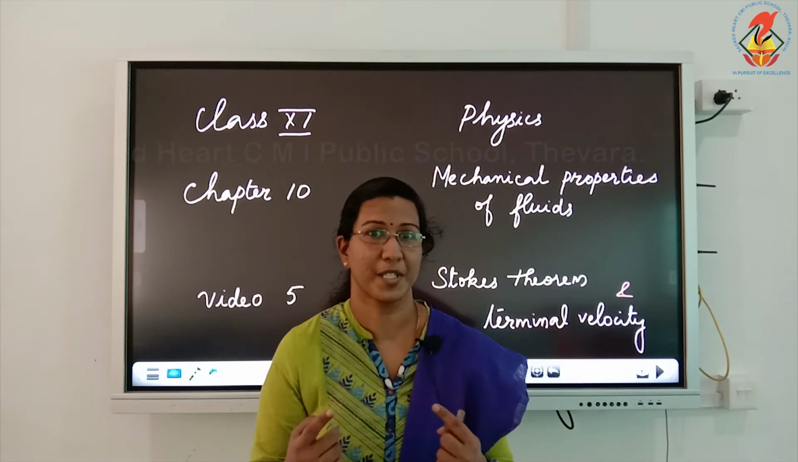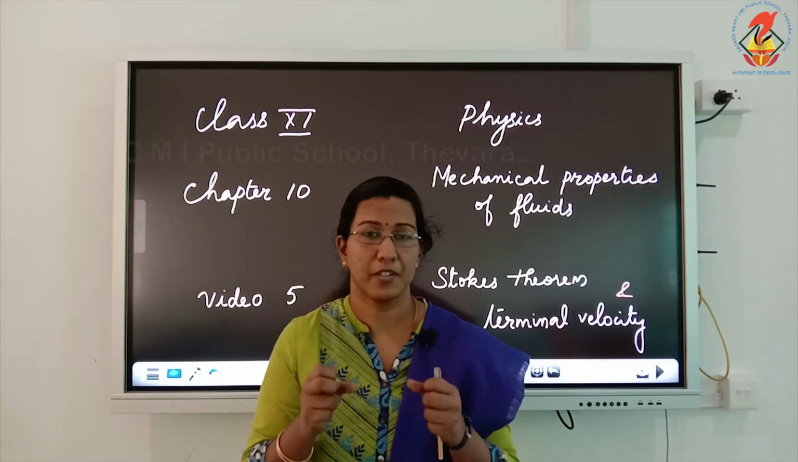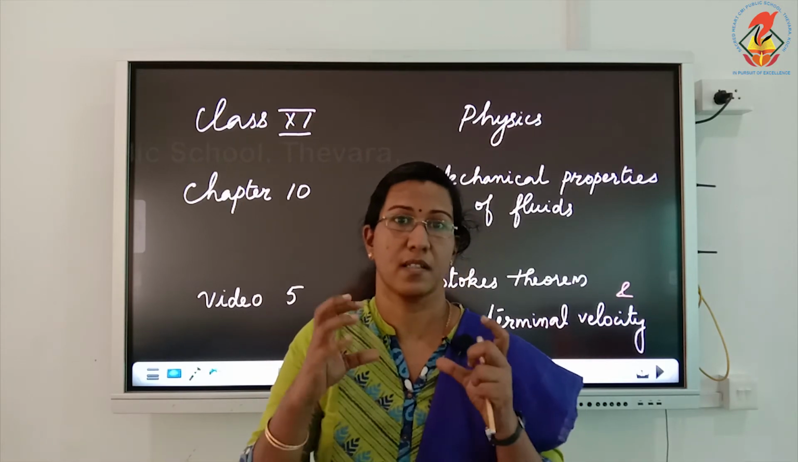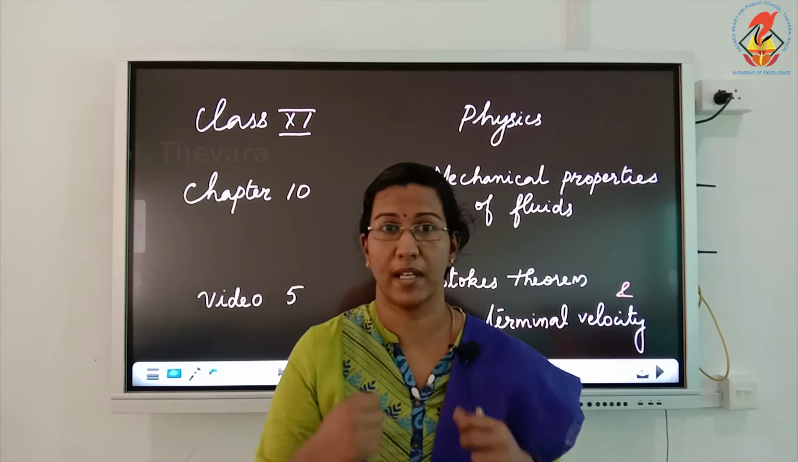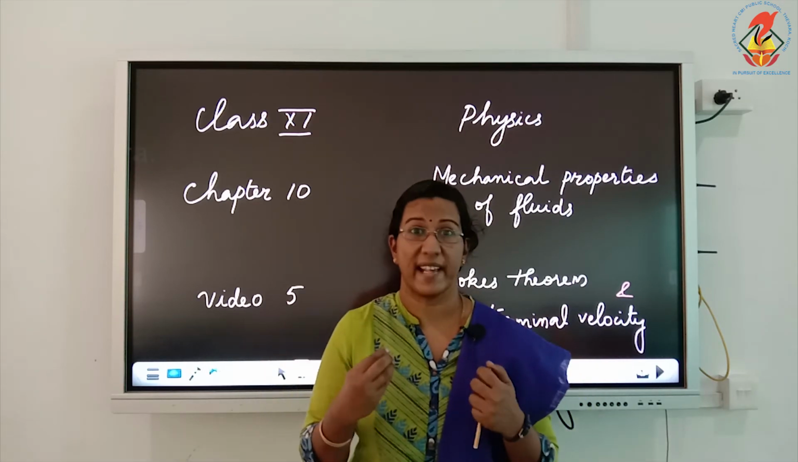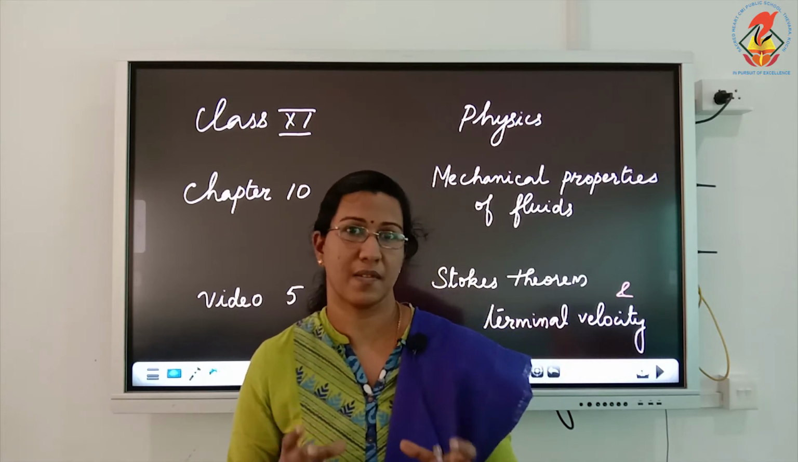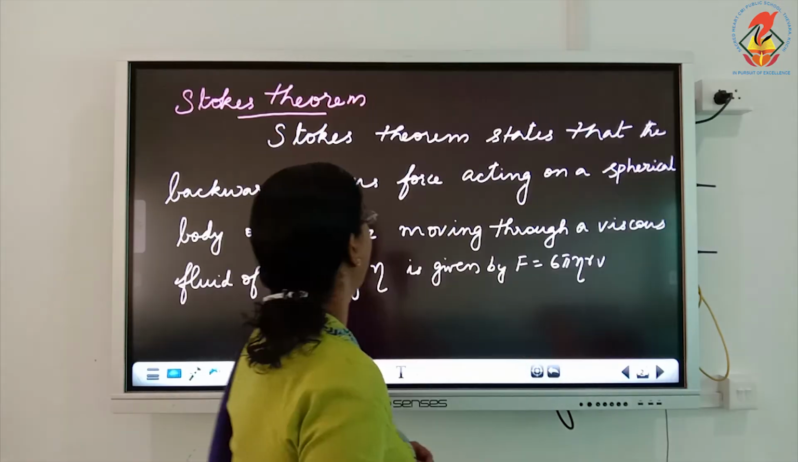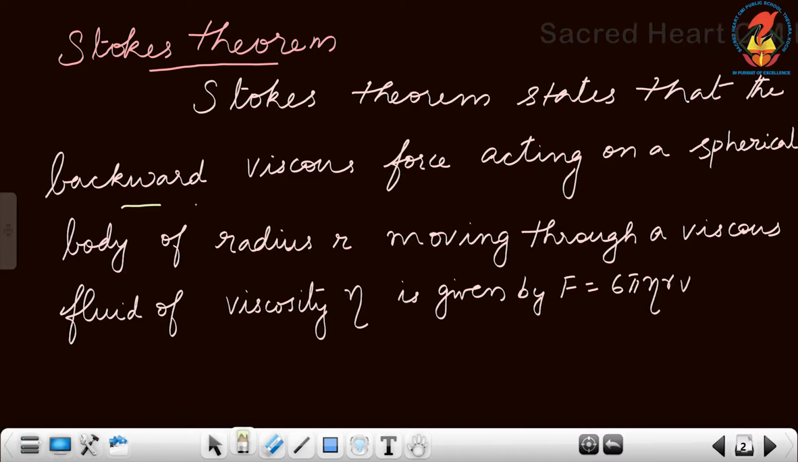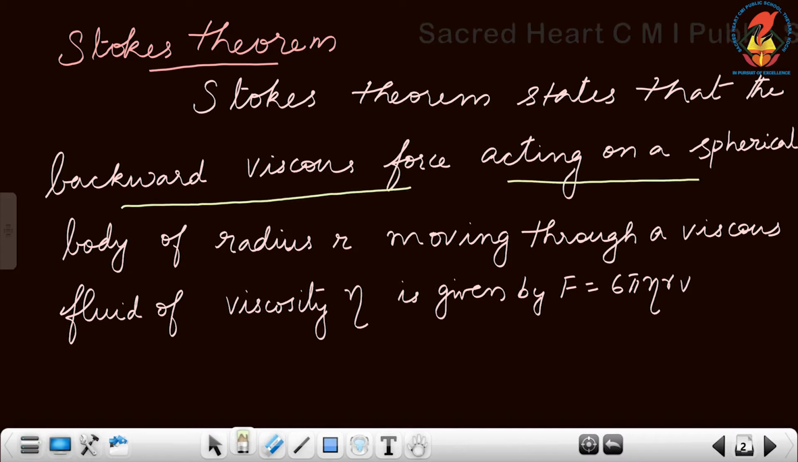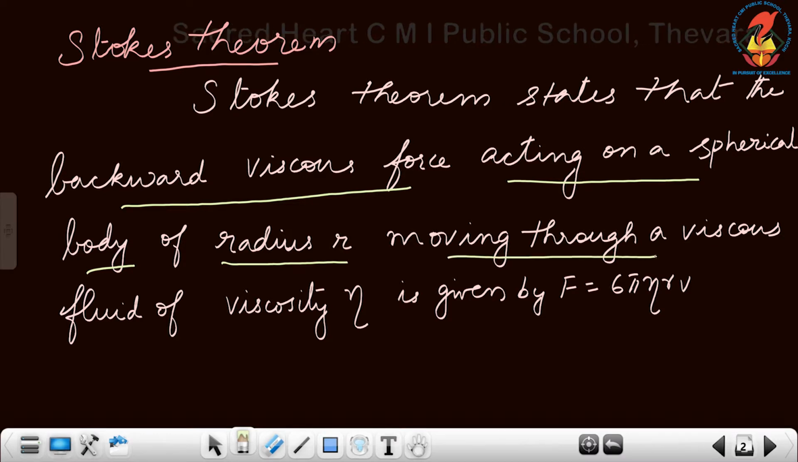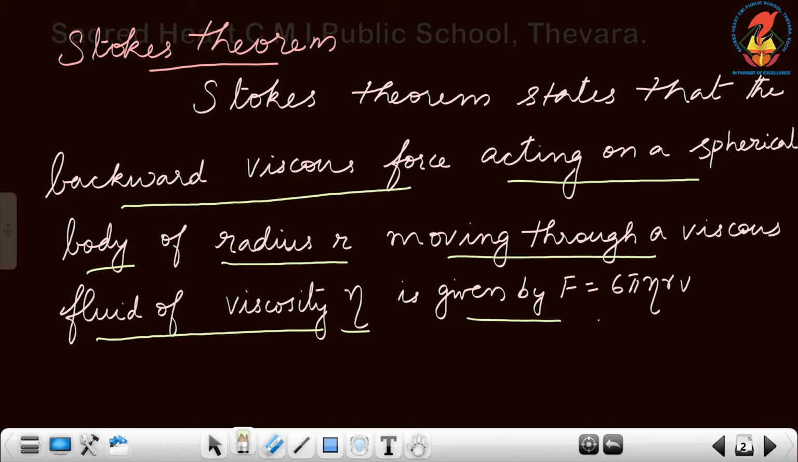So there is a relative motion between the different layers, and this relative motion opposes the flow of the body coming down, or in a sense we can say that the spherical body will experience an amount of viscous force to its flow, and Stokes theorem gives the expression for this viscous force. According to Stokes theorem, the backward viscous force acting on a spherical body of radius small r moving through a viscous fluid of viscosity eta is given by the equation F = 6 pi eta r v.